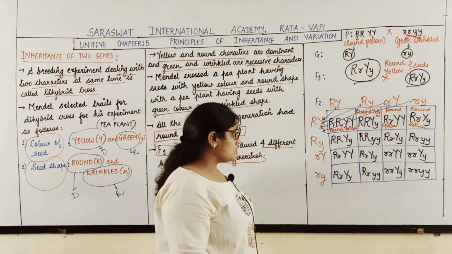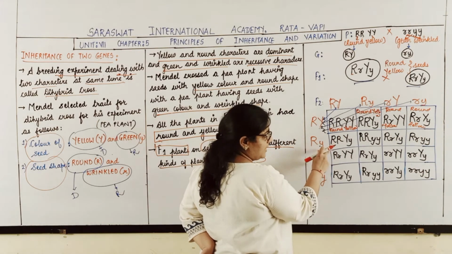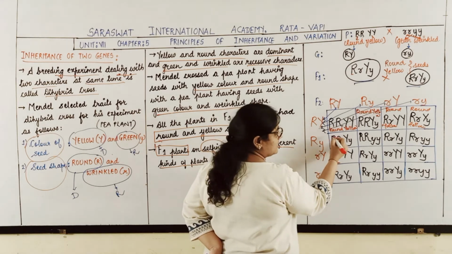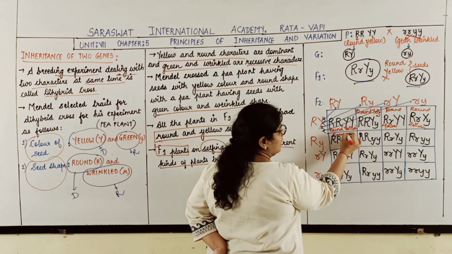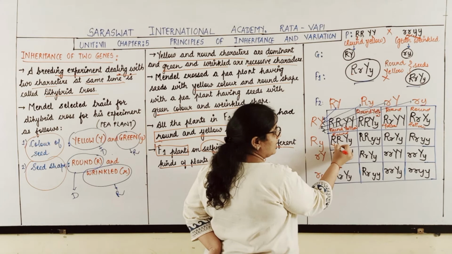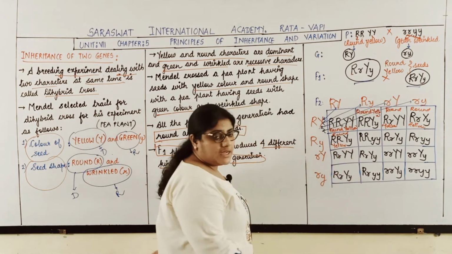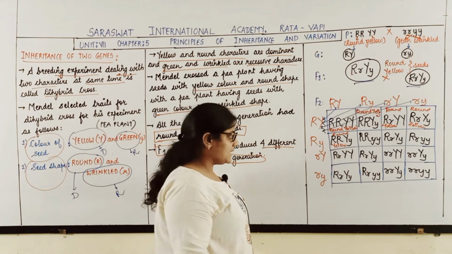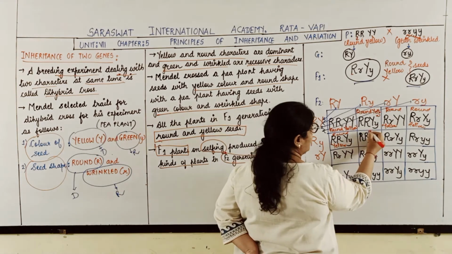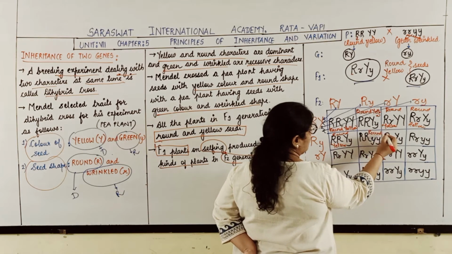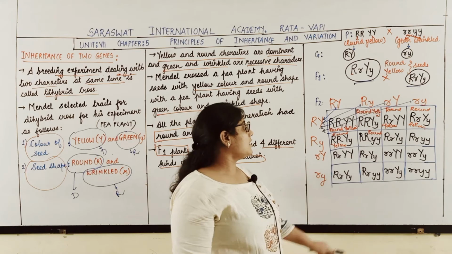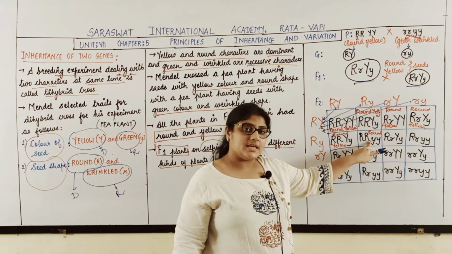Now students, here also tell me, capital R and capital R, so of course it will be round. Capital Y, small y: which is dominant? Yellow. So yellow colored seeds. Here capital R, round. But students, which y is there? Small y.